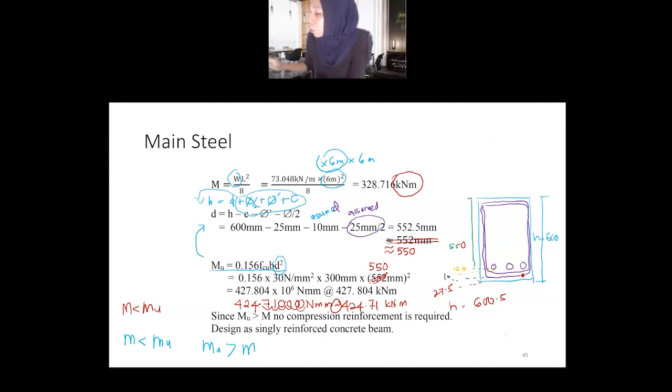Jadi kat bawah ni kosong. Dia ada konkrit je kat bawah. So tak efektif juga you punya design. So make sure jangan round it down too much lah. That's why I round it down 552. Round down sikit je. Okay. So that it won't affect much on the location of the bar.